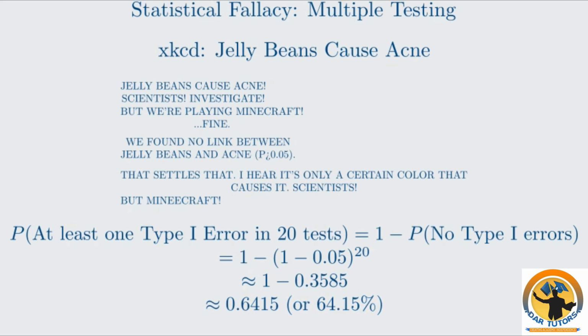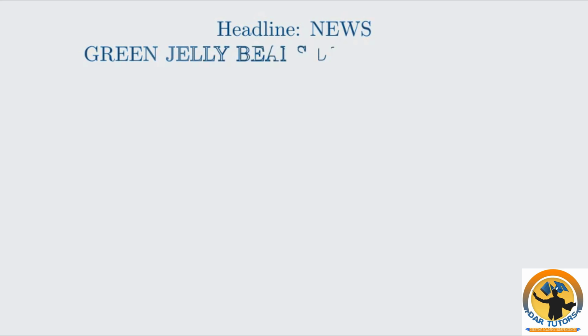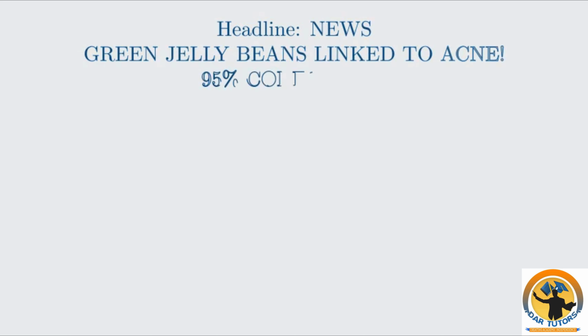Sure enough, in the comic, the test on green jelly beans comes back significant, with a p-value less than 0.05. The result is immediately picked up by the news, which announces a definitive link between green jelly beans and acne with 95% confidence. The public is deceived because the news fails to report that 19 other jelly bean colors were tested with no significant results. This is a classic example of how multiple testing can be abused to create spurious findings.